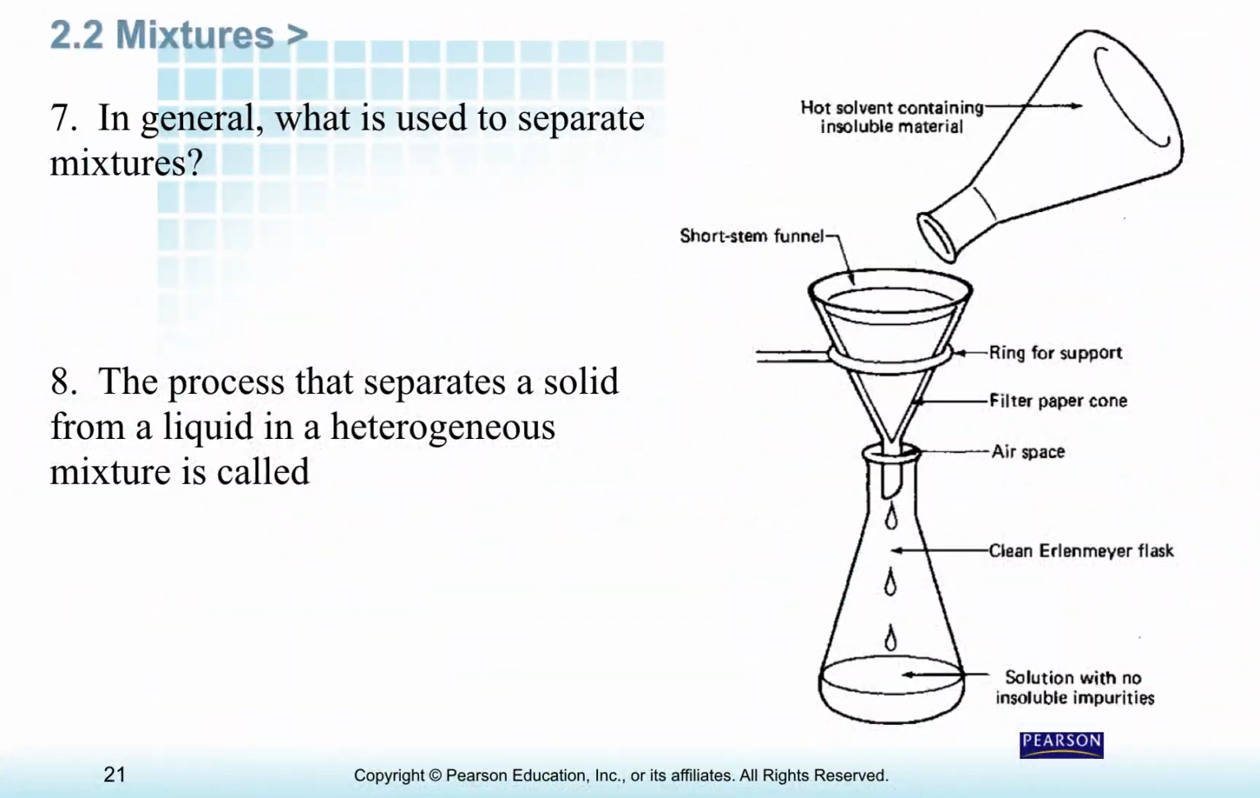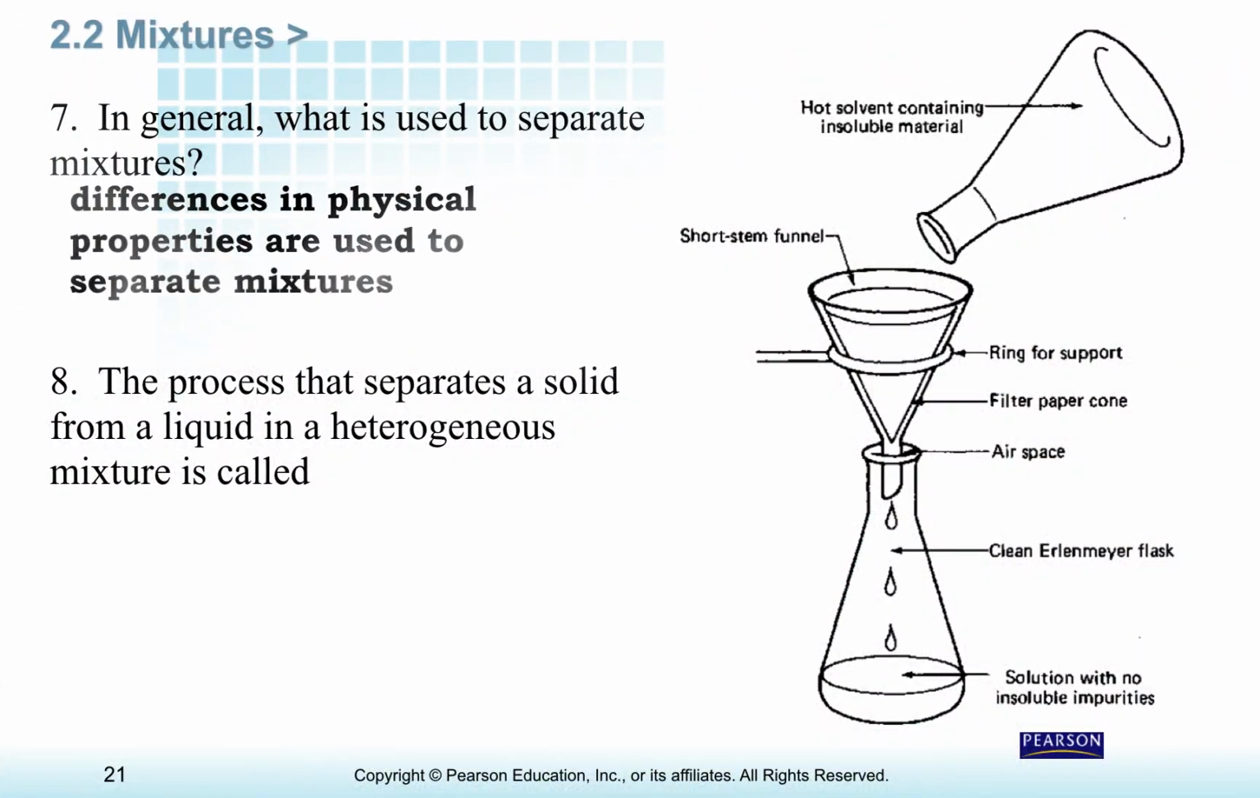In general, what's used to separate mixtures? Differences in their physical properties, because mixtures are physical combinations. So what you do is use a difference in their physical properties to separate them.